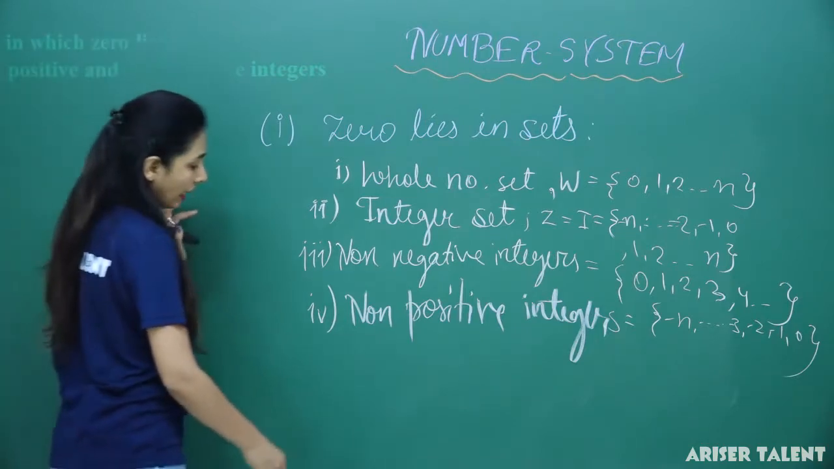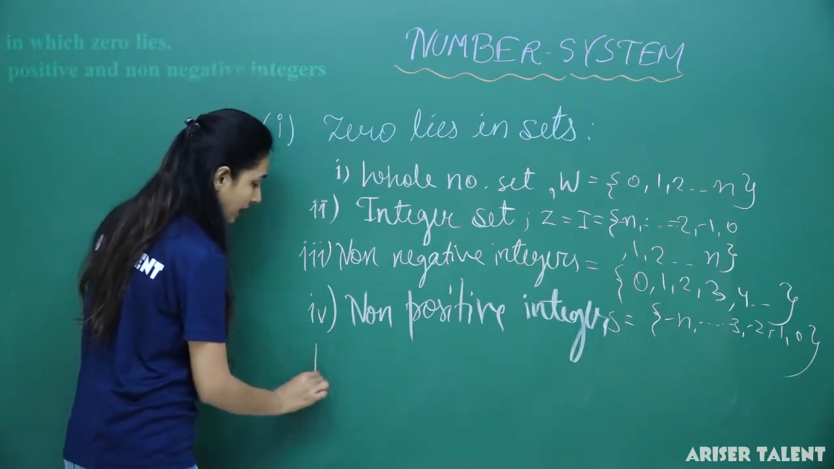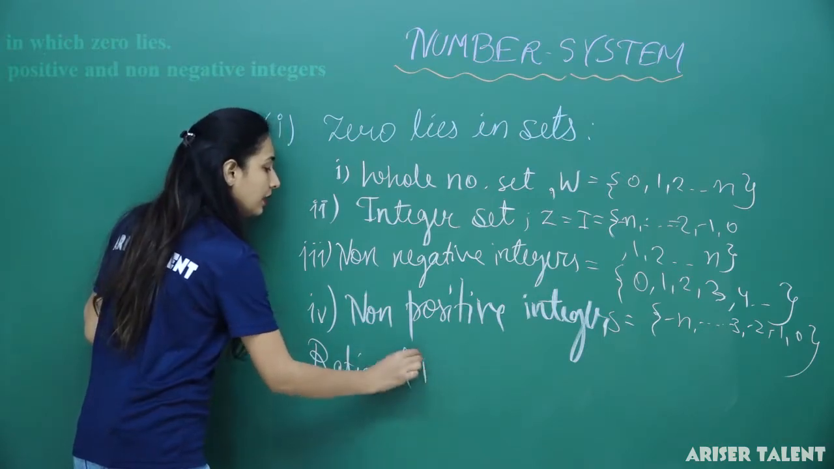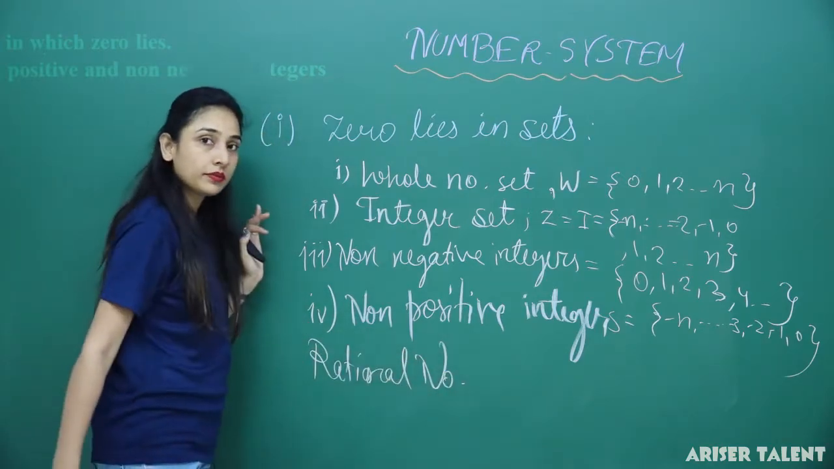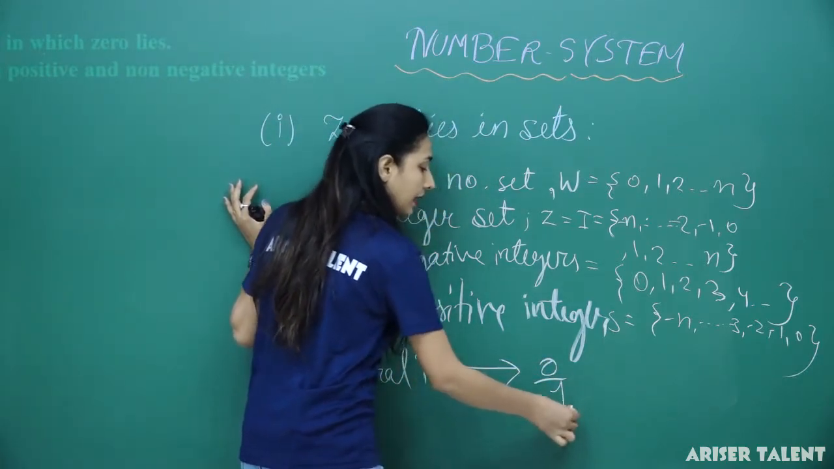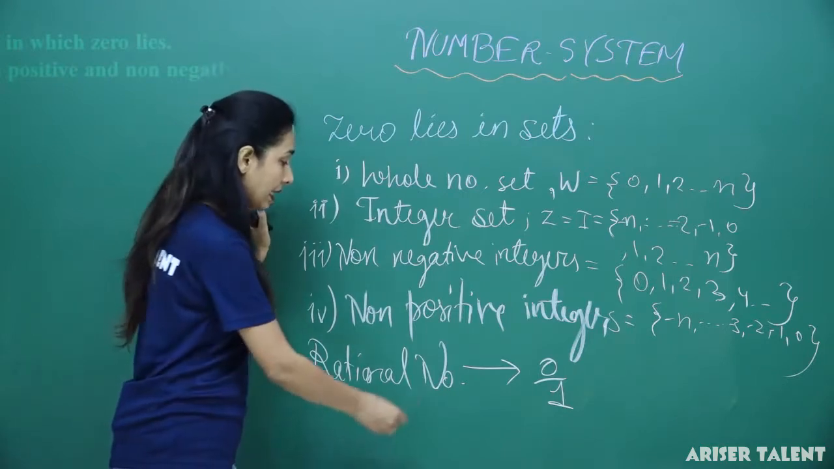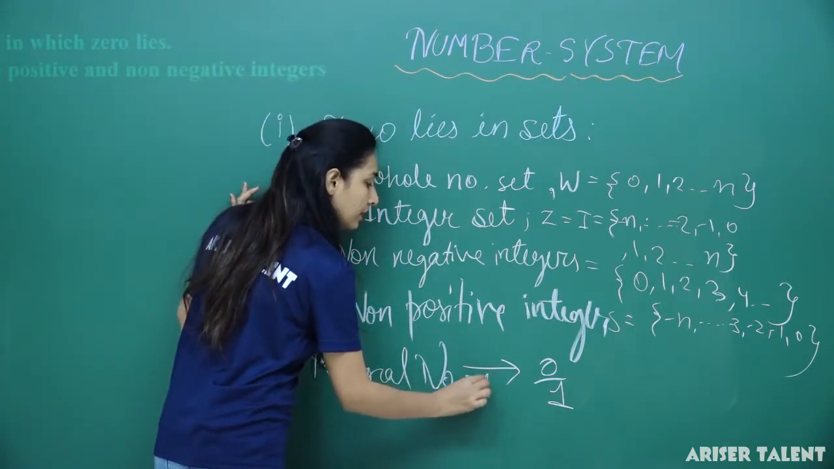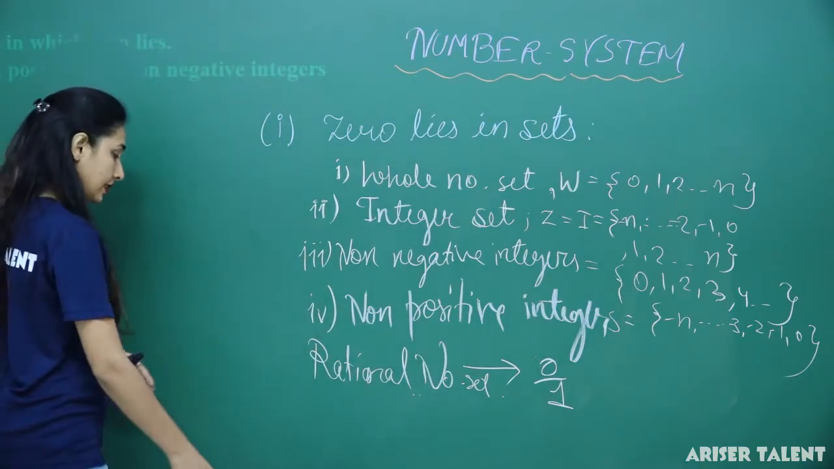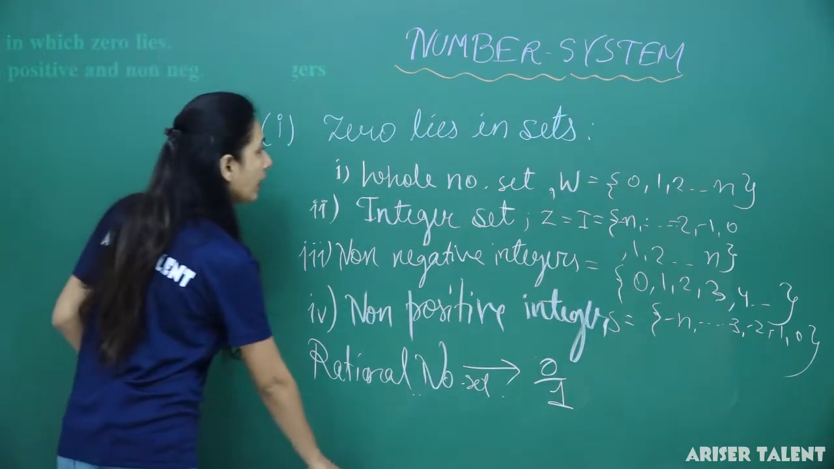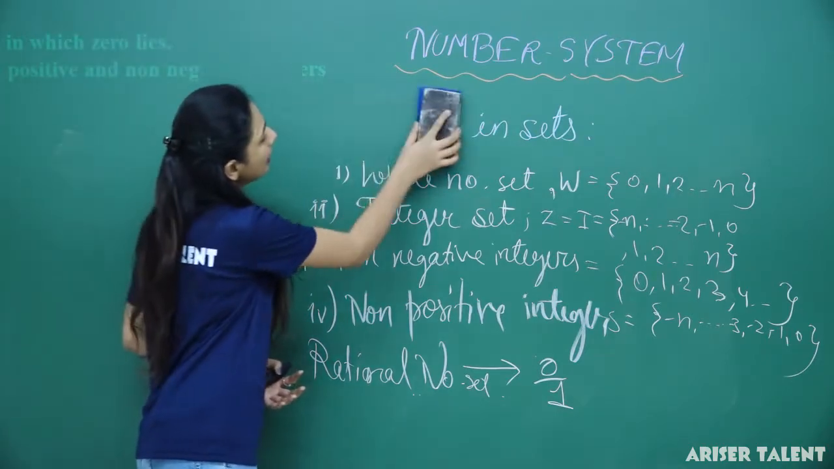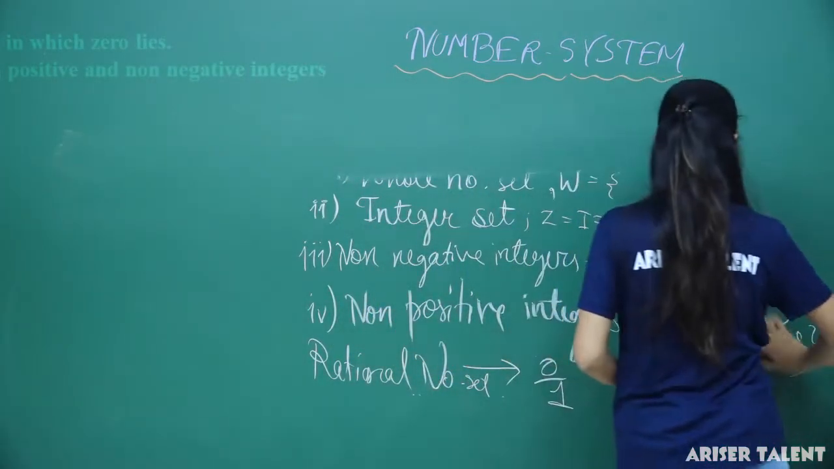Then we also had a discussion on whether 0 is a rational number or not. We are saying that 0 can be written as 0 by 1. So, yes, in the rational number set 0 is also included. So, these are the sets in which 0 lies. Okay. So, better you note that, then we will go to our next question.